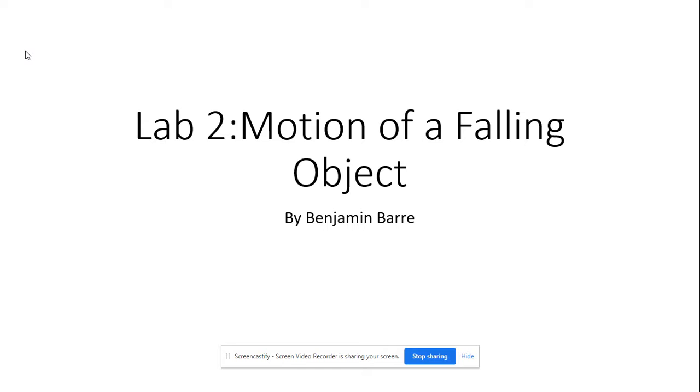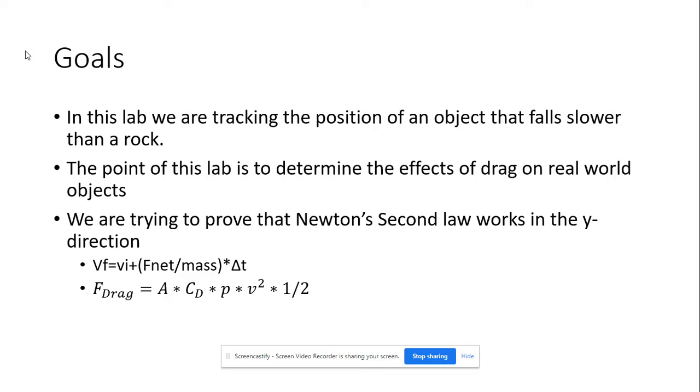Hello and welcome to Lab 2, the motion of a falling object. The goal for this lab is that we are tracking the position of an object that falls slower than a rock. The point of this lab is to determine the effects of drag on real-world objects, and we are trying to prove that Newton's second law works in the y direction.